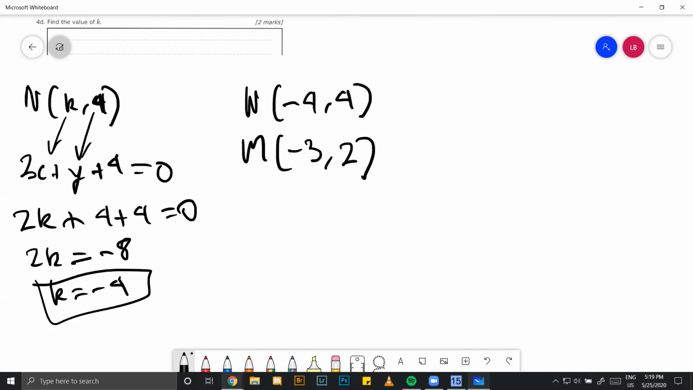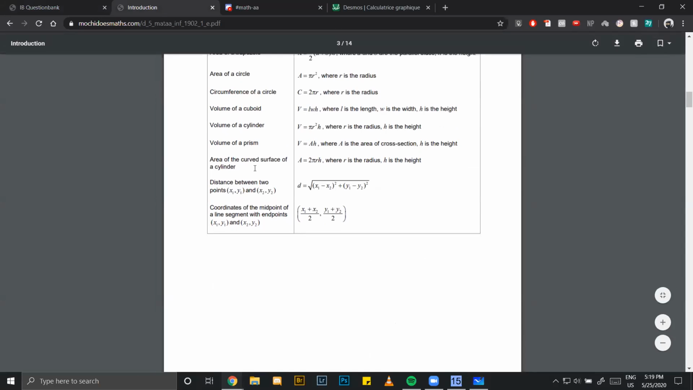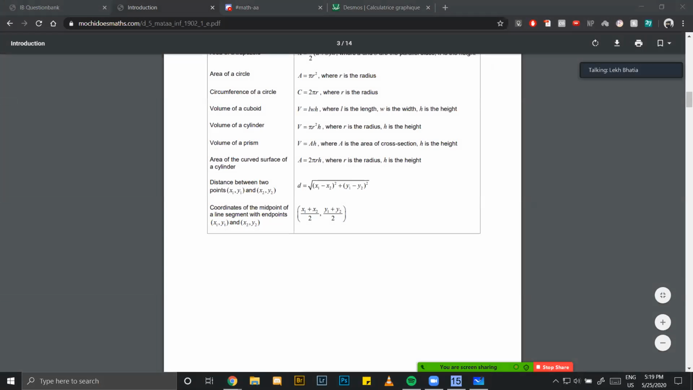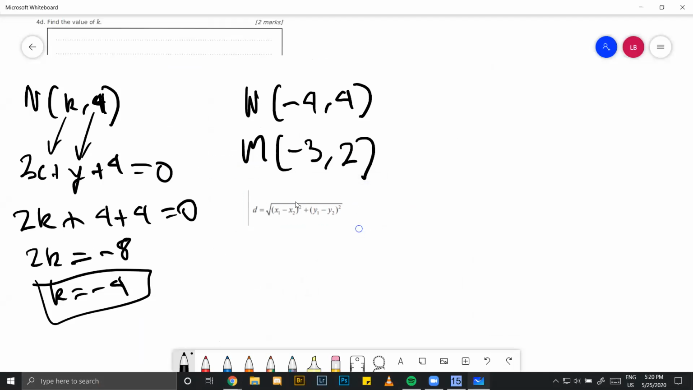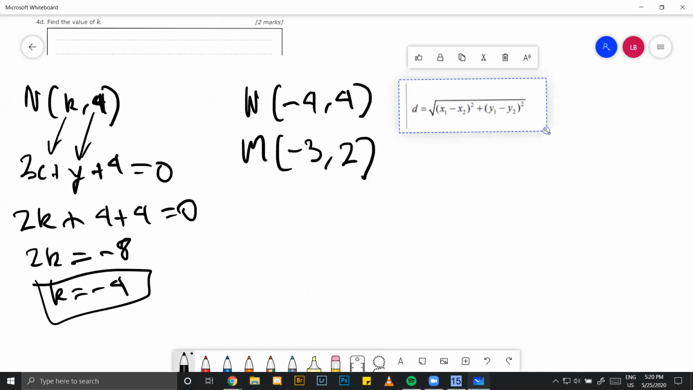You want to find the distance. Go back to our formula booklet. If you look at the start over here, you have a distance formula. Note that earlier we used the midpoint formula, which is over here. But here's our D. So D is equal to square root of x1 minus x2 squared plus y1 minus y2 squared.